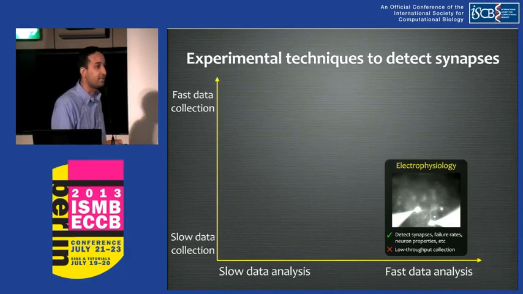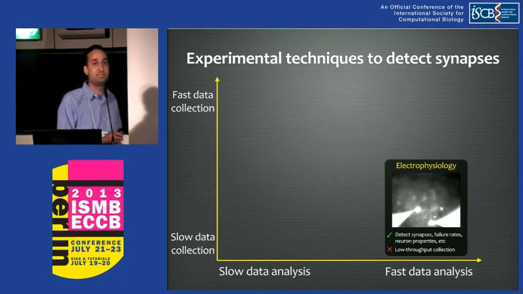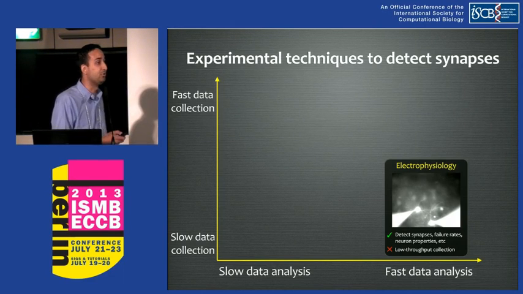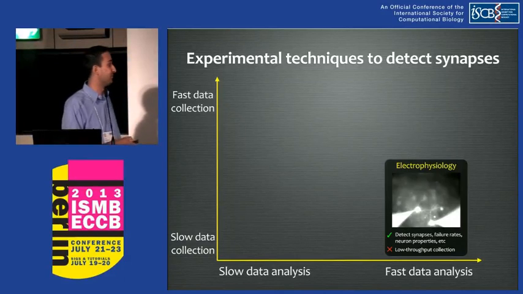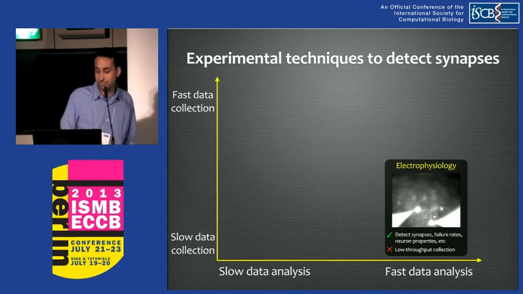This is a great technique. You can definitely detect synapses and a lot of other properties of synapses and neurons. But the problem is that you can probably do this on maybe 5 to 10 pairs of cells per day. And if you're lucky, you might find 1 or 2 synapses. So in terms of the data collection, it's a very slow, laborious process.